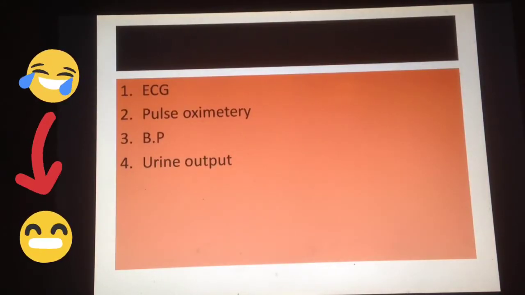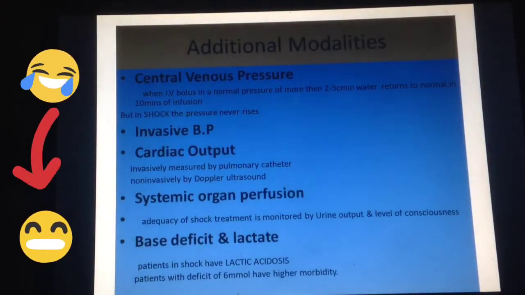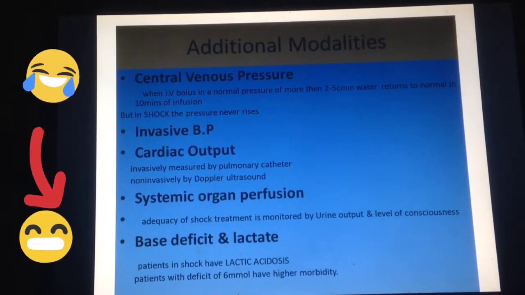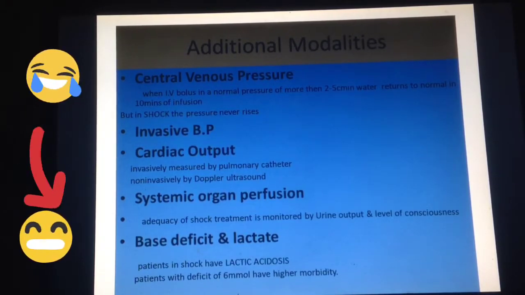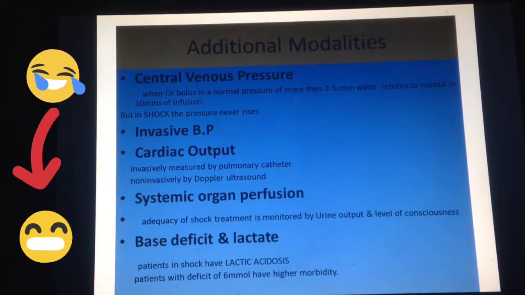Now, monitoring. Monitoring of such a patient is by ECG, pulse oximetry, blood pressure, and urine output. Additional modalities include central venous pressure. In central venous pressure, when an IV bolus is given to a normal patient, the central venous pressure increases by more than 2 to 5 centimeters of water, but it returns to normal after 10 minutes of infusion. But in a state of shock, it never rises.